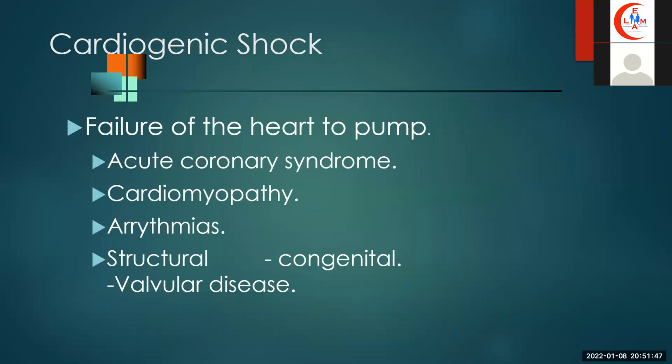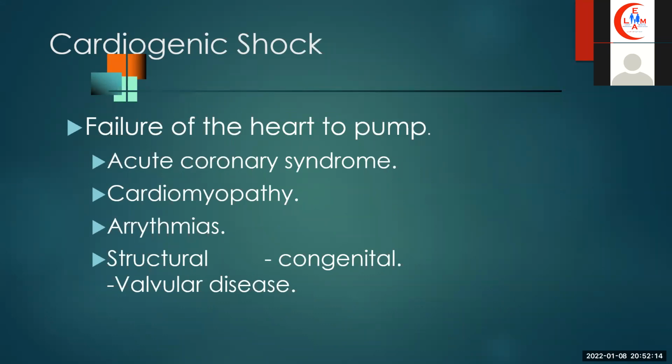Now we'll go to cardiogenic shock. So cardiogenic shock, actually, the illness is in the heart. So the heart cannot pump blood, okay? And this can be caused by acute coronary syndrome, like myocardial infarction or unstable angina. So the heart is not pumping enough blood to the tissue.